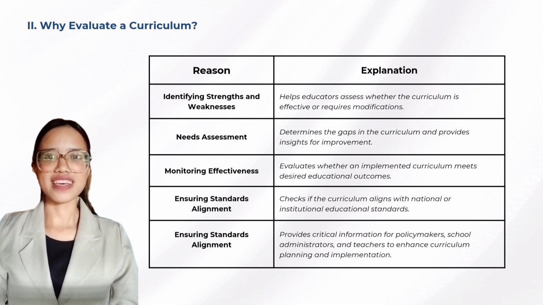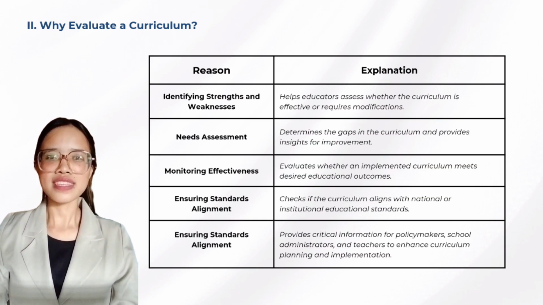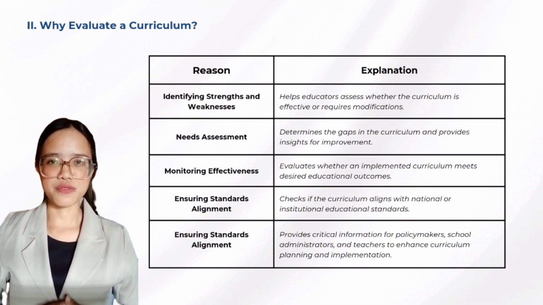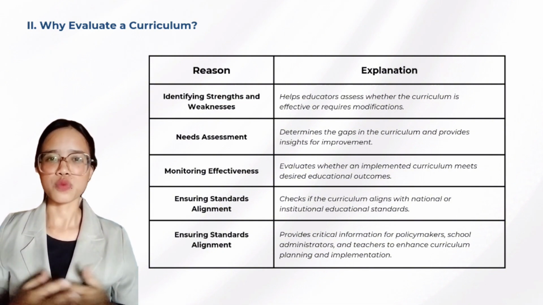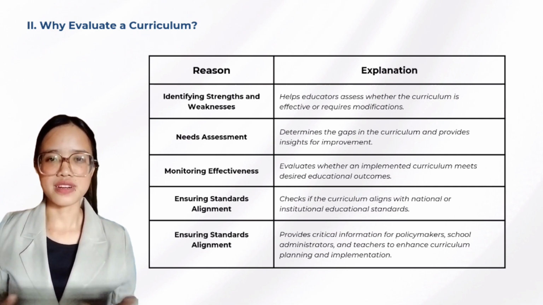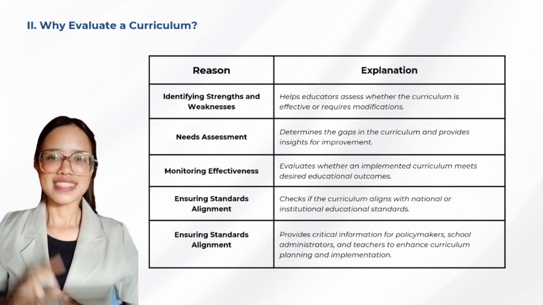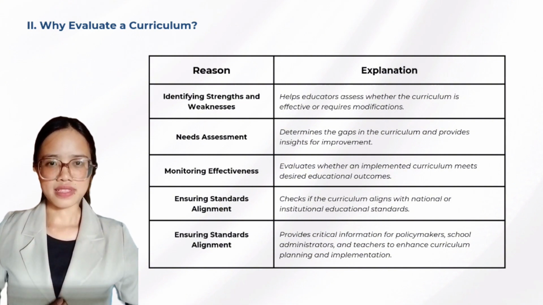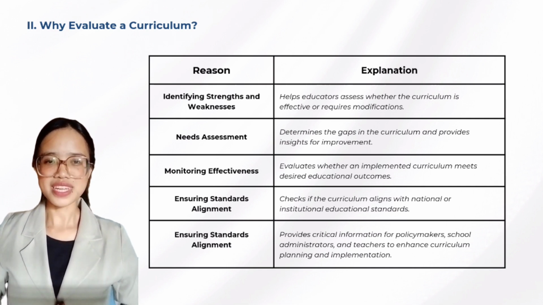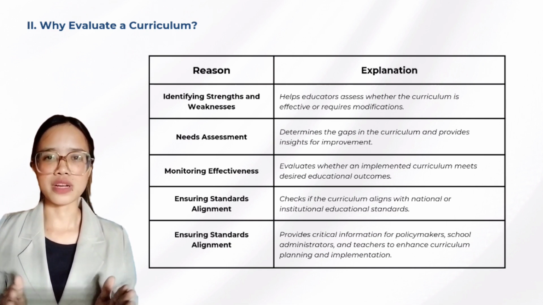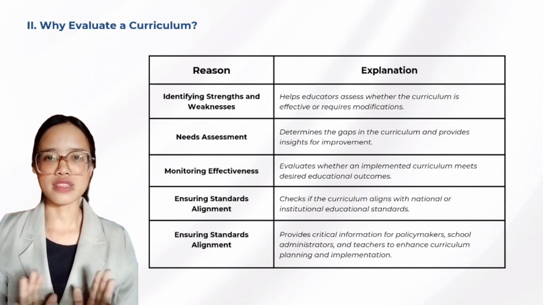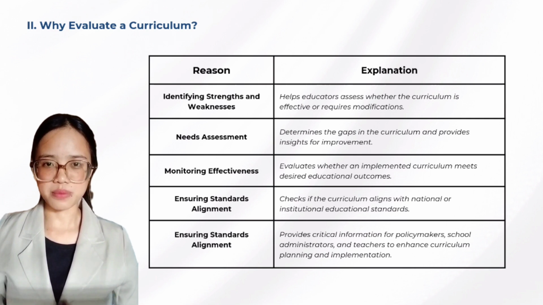First, identifying strengths and weaknesses. So this helps educators assess whether the curriculum is effective or requires modification by understanding what works well and what doesn't. So educators can refine the curriculum to better meet the students' needs. Second, needs assessment. So this process determines the gap in the curriculum and provides insights for improvements. It ensures that the curriculum addresses all necessary learning objectives and outcomes.